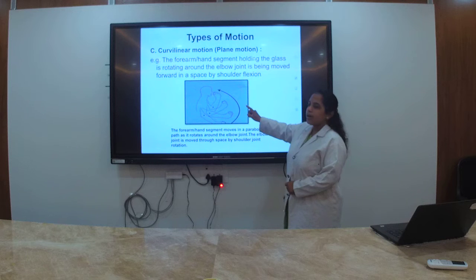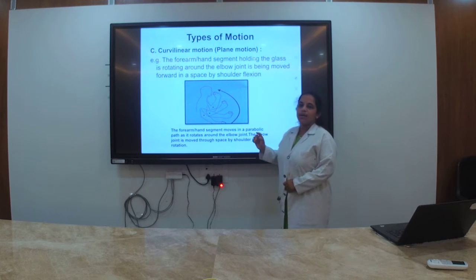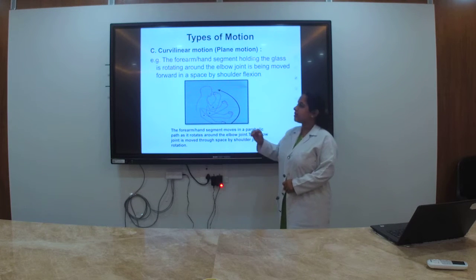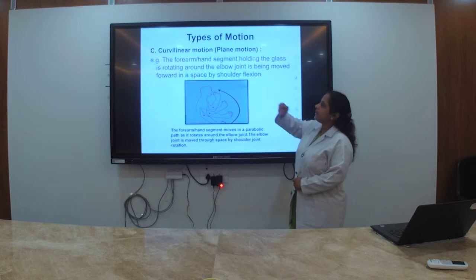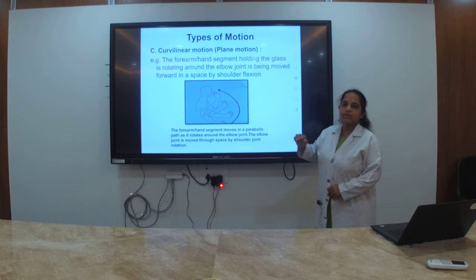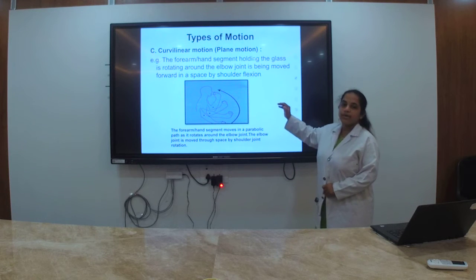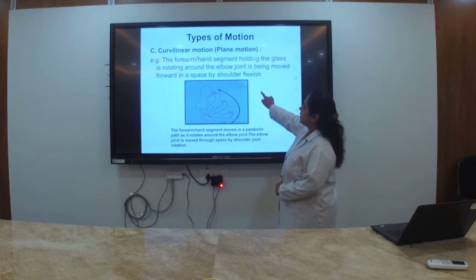So pure translatory and pure rotatory motion don't occur in the human body when we are doing day-to-day activities, but the motion that occurs is curvilinear motion. So students, this is the first variable of kinematics, that is the type of motion.